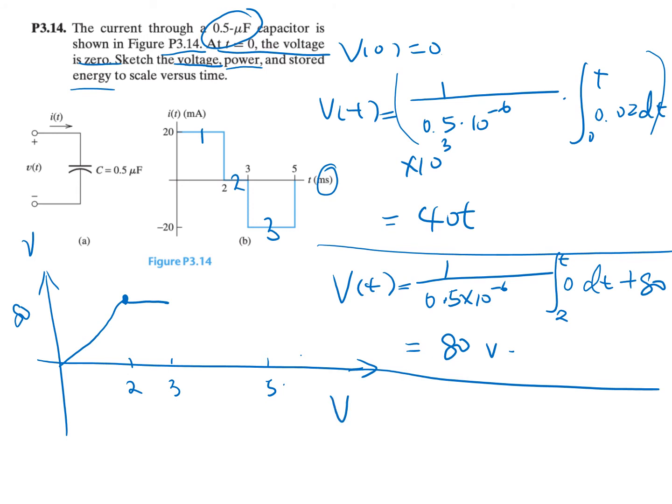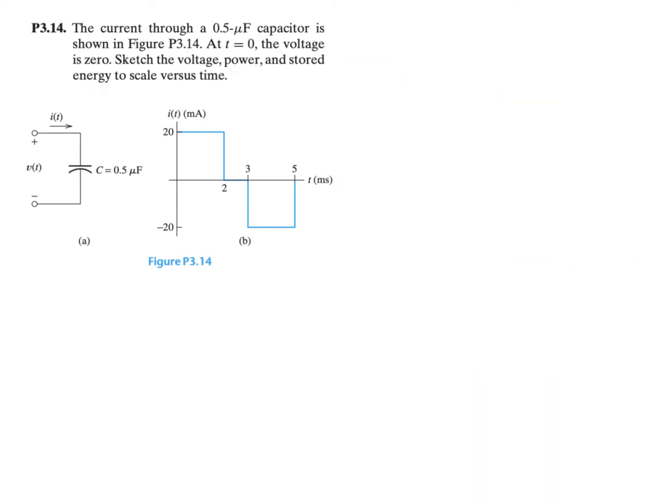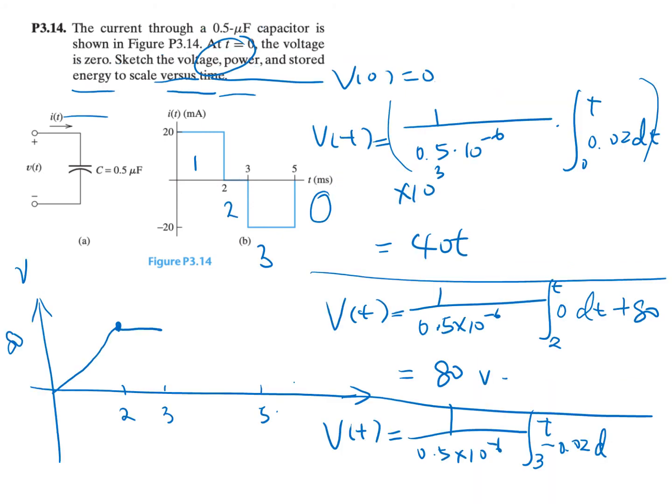Lastly, V(t) is equal to 1 over 0.5 times 10 to the negative 6, integral of negative 0.02 dt. Then simplify this expression, you can get V(t) is equal to negative 40t plus 200. So it looks like this.